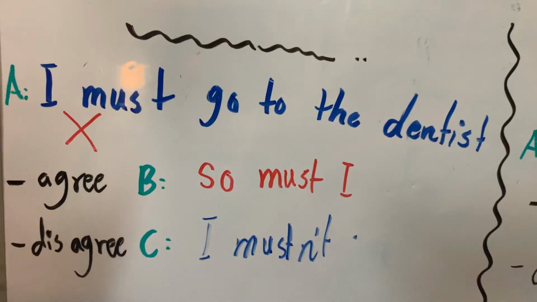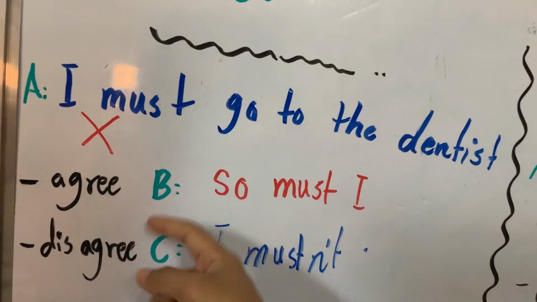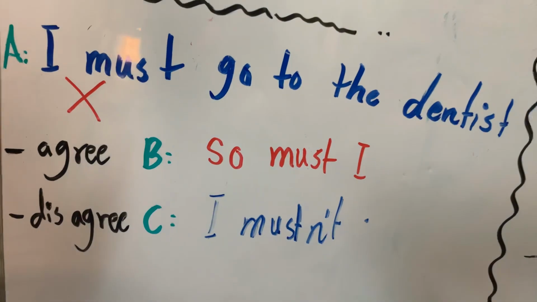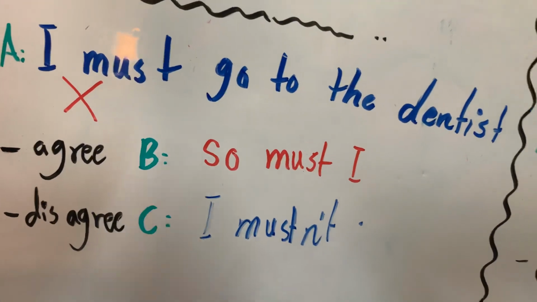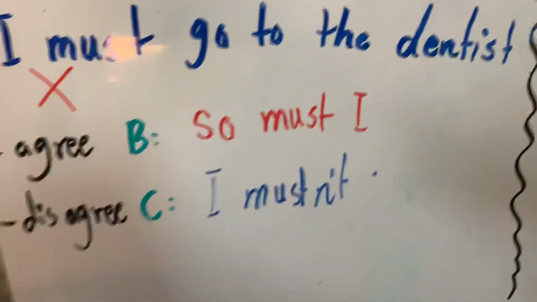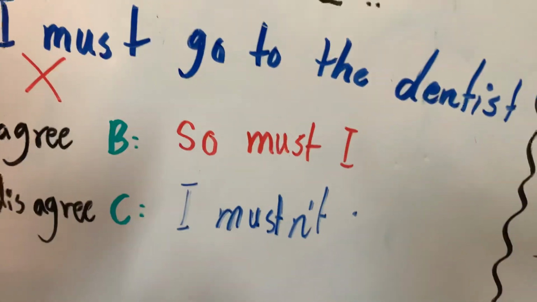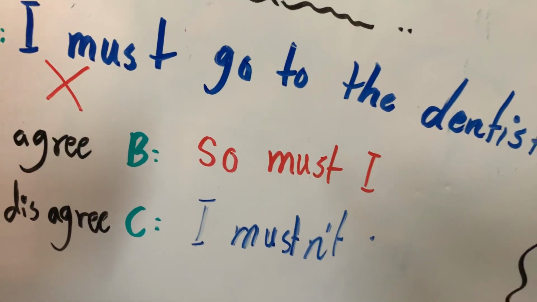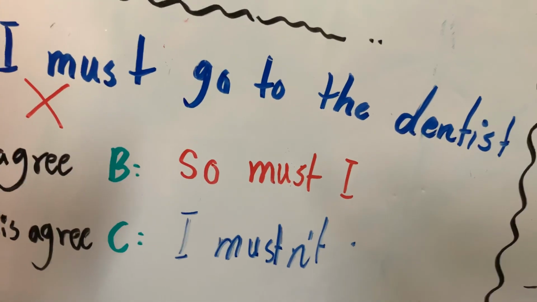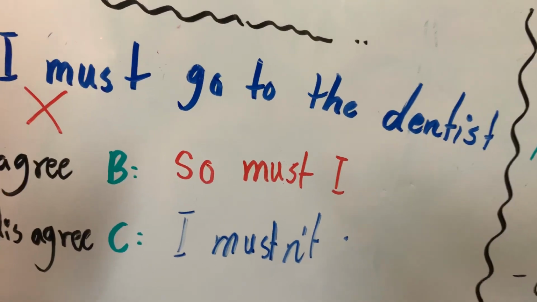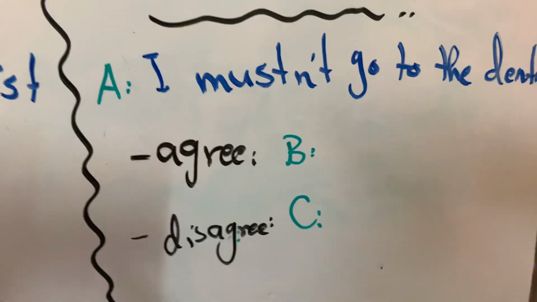Okay, so our grammar today is about B and A. So, I must go to the dentist. Person B agrees with him. He said, so must I. Look at person C. When he doesn't agree with them, he will say, I mustn't. This is the first part. Let's go to the second part.